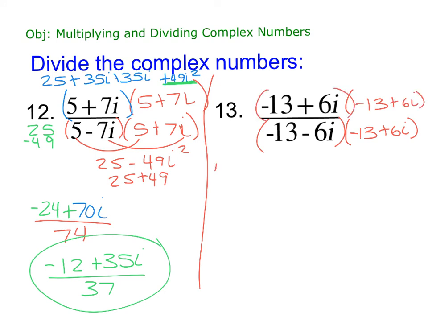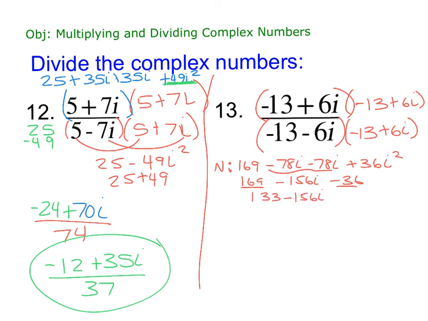All right, remember from the last slide, the negative 13 stays negative 13. Okay, so, numerator. I'm going to do this so hopefully maybe it'll make a little more sense if you guys are having trouble following me. Okay, so 169 minus 13 times 6, 78. Minus 78 plus 36i squared. So that becomes 169 minus 156i minus 36. Put those together. 133 minus 156i. So that's my numerator.